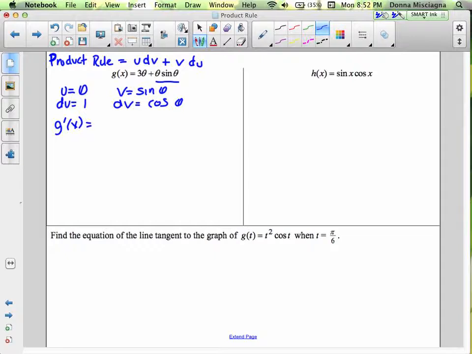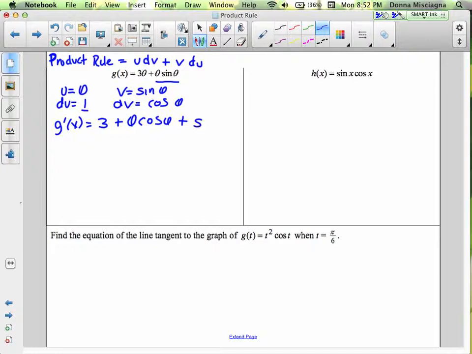So g prime of x is equal to, we can just take the derivative of 3 theta. They had to put a 3 in front of it, not some other number. So the derivative of 3 theta is 3, because the exponent would reduce by 1, and then you'd have theta to the 0 power. So the derivative is 3 plus the first, which is theta, times the derivative of the second, which is cosine theta, plus the second, which is sine theta, times the derivative of the first, which is a 1.